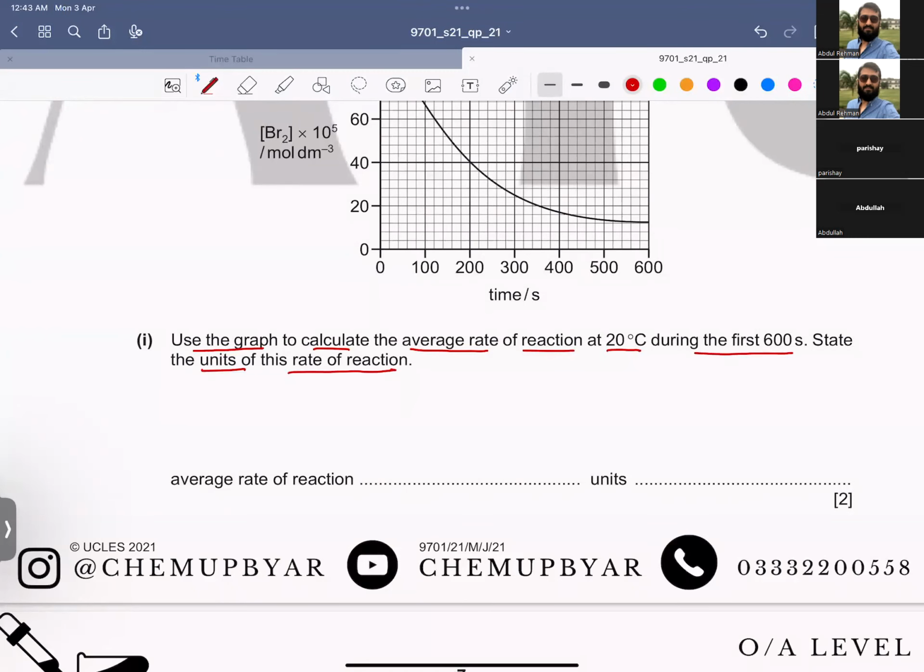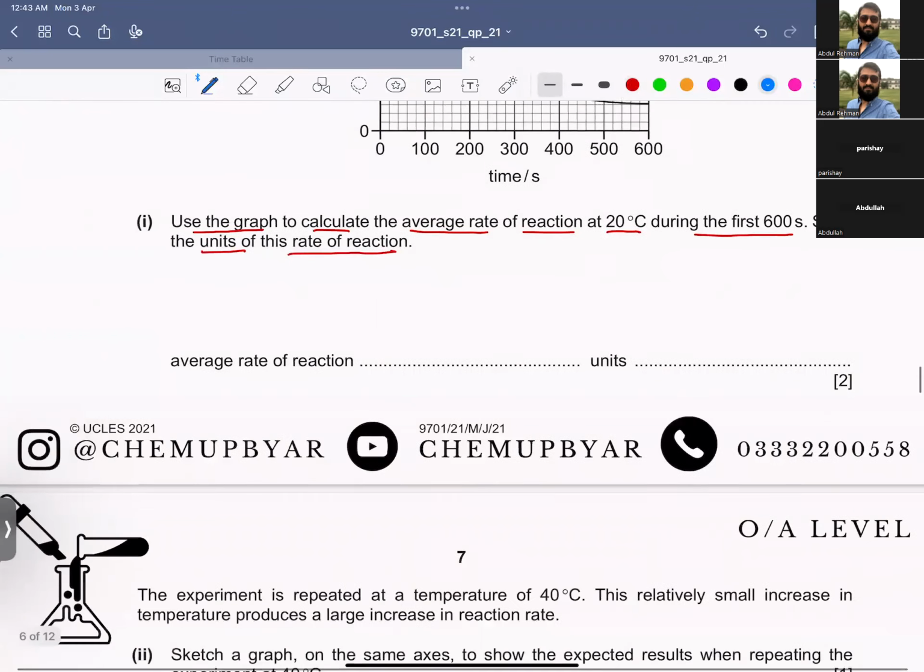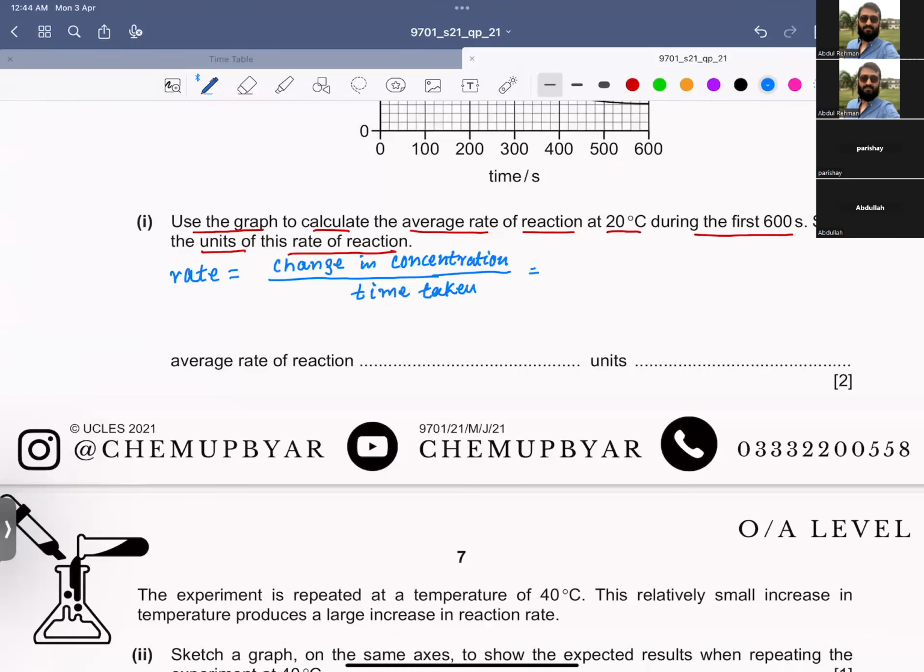So if anybody recalls the expression for the rate of reaction, rate of reaction is equal to change in concentration over the time taken in which the concentration is changed. So they have given you the time, that the time is 600 seconds, right?